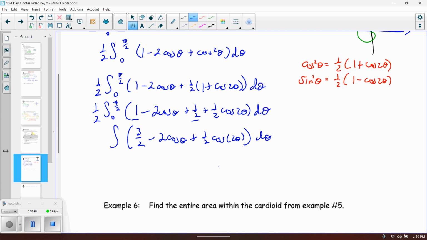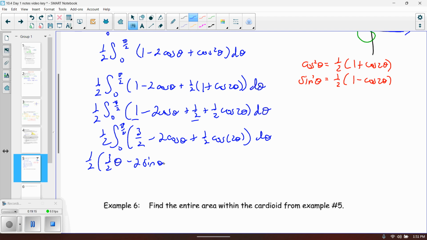We're still integrating, haven't taken antiderivatives yet, but now I think we're ready to do so. All right, so we've still got a 1/2 out front. Antiderivative of 3/2 will be 3/2 theta. Normally it would be x, but we're using thetas here. Antiderivative of -2 cosine of theta is going to be -2 sine of theta. And then the antiderivative of 1/2 cosine of 2 theta.